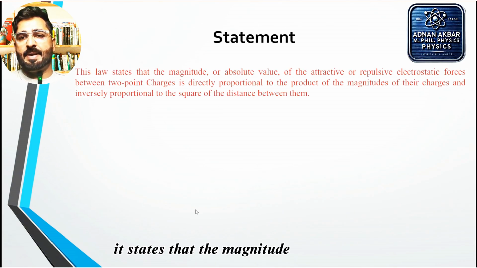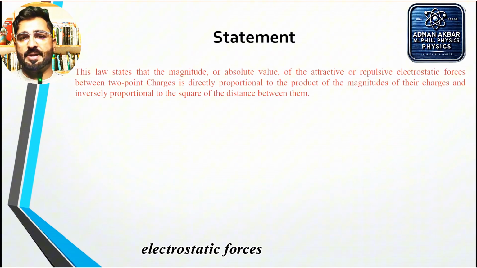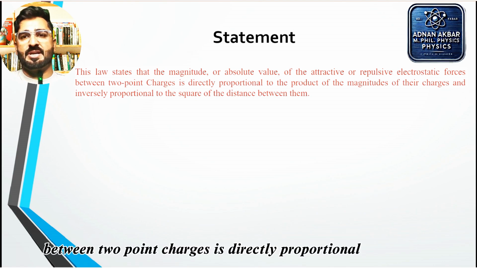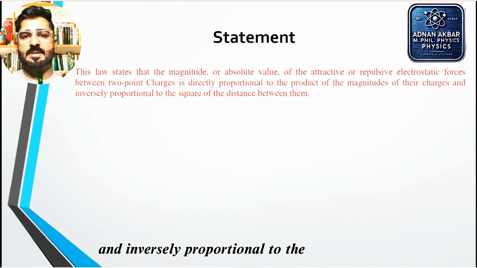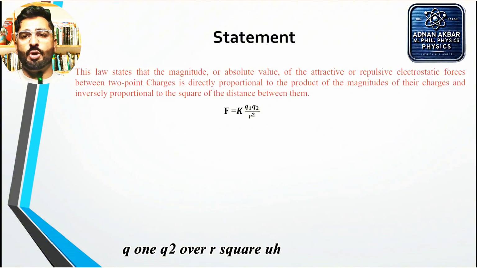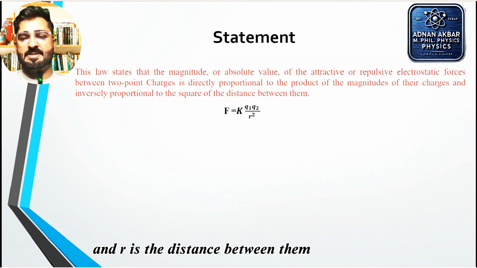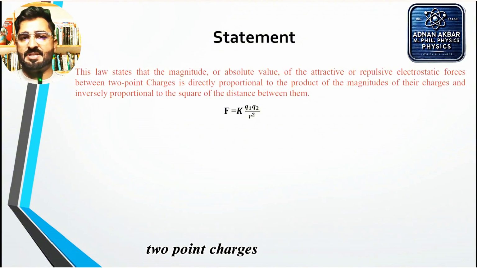This law states that the magnitude or the absolute value of the attractive or repulsive electrostatic force between 2 point charges is directly proportional to the product of the magnitude of their charges and inversely proportional to the square of the distance between them. And we can write it mathematically: F is equal to K Q1 Q2 over R square. Q1 and Q2 are the charges, and R is the distance between them. K is the proportionality constant, and F is the Coulomb force between these 2 point charges.